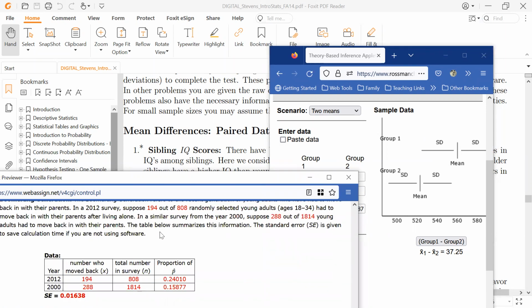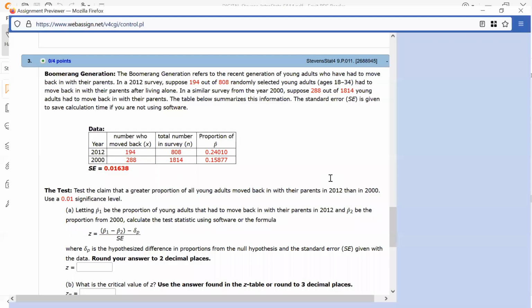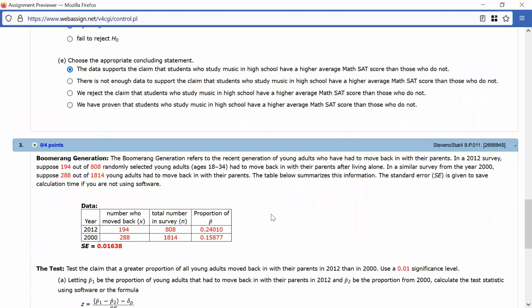So now we come down to this boomerang generation. Here, let me maximize this. And you see how they don't tell us any standard deviation? Well, they tell us the standard error, but if we do the formula, we don't want to do that. So I'm going to write down those numbers here.